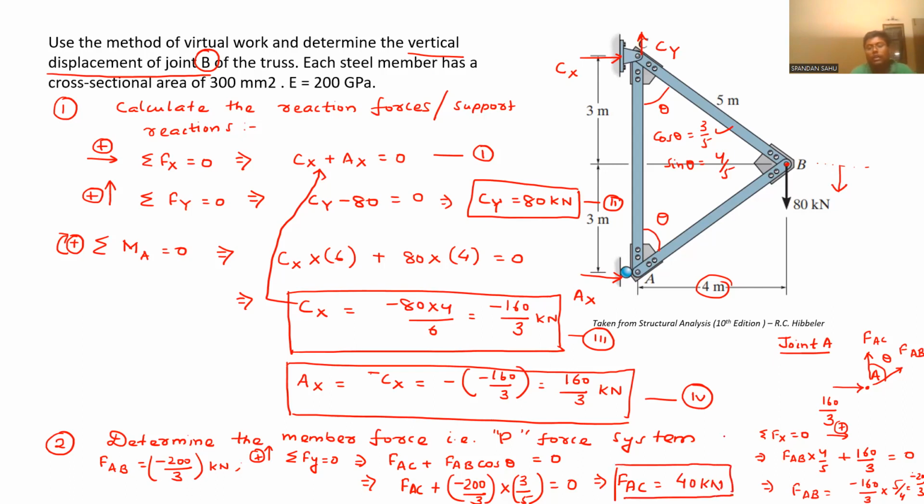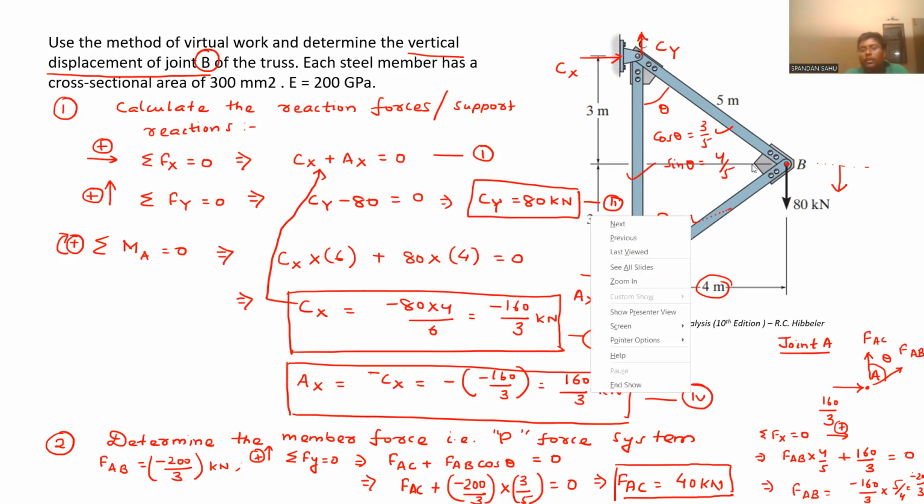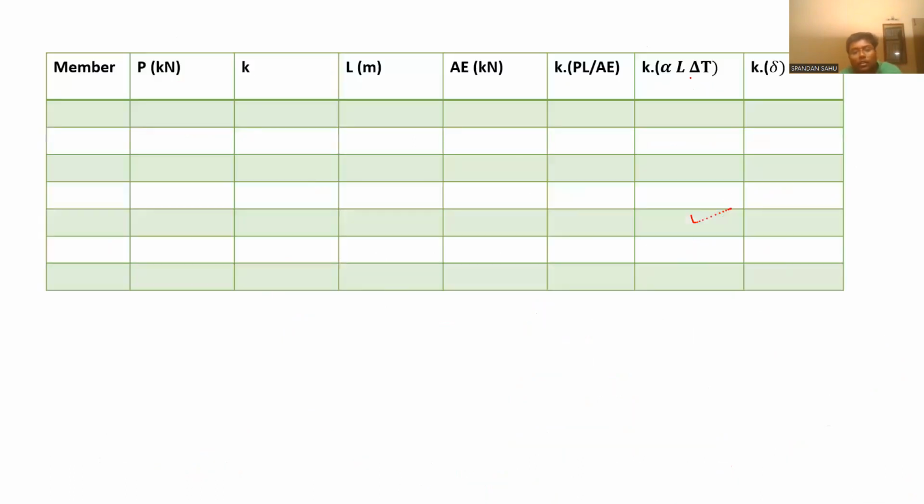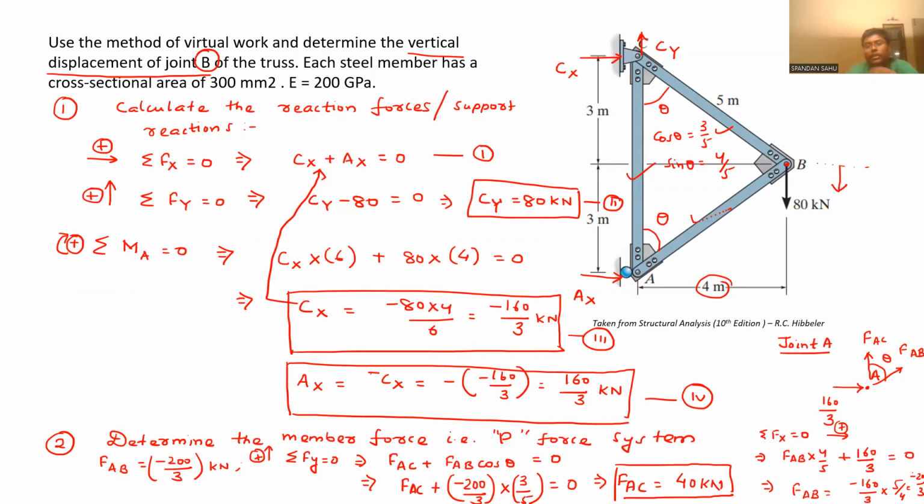So now we are done with the member force for member AC and AB. Now we can calculate the member force FBC. So let us do it here only. For joint C, the free body diagram will be something like this.